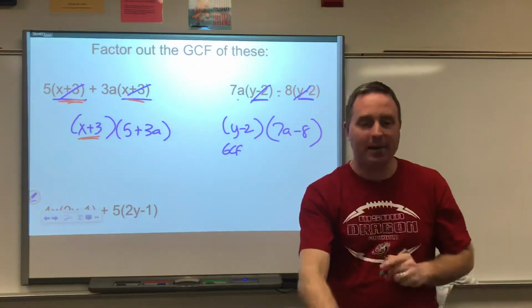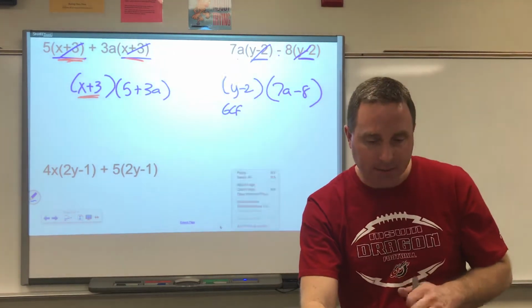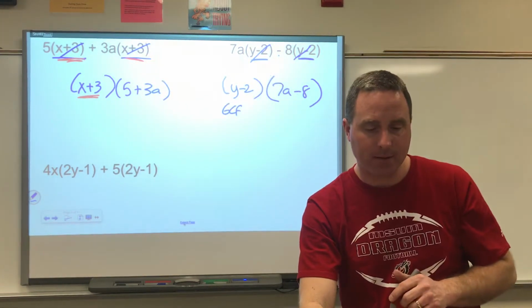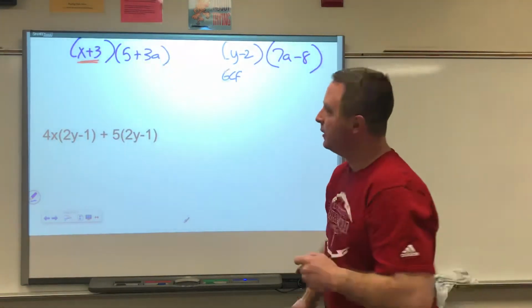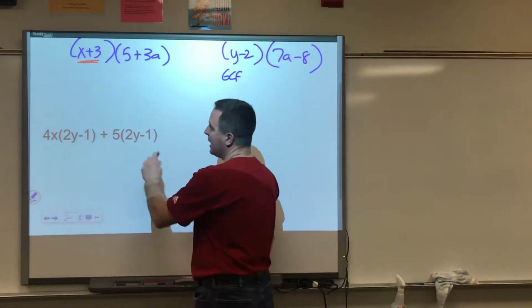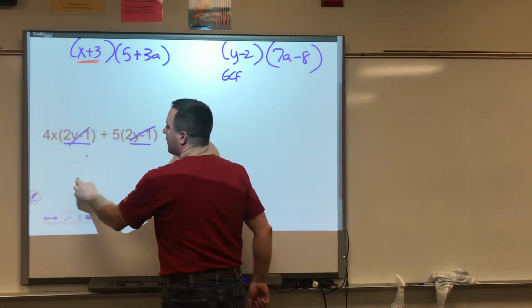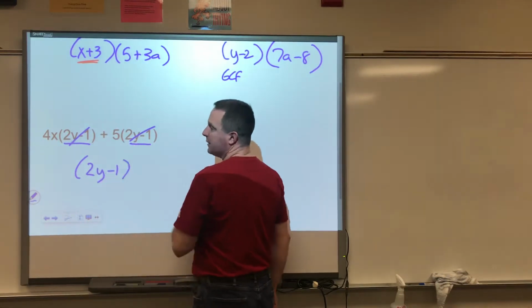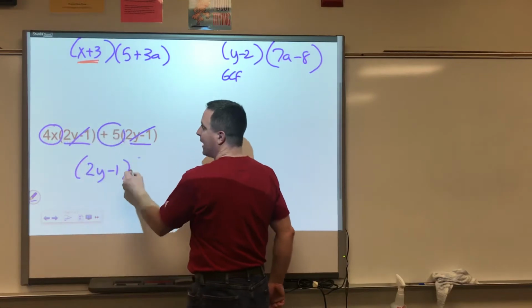And there's one more down here at the bottom. How about this one? If I can make it a little bit bigger here. Here we go. How about this guy? Leave those up there. What expression do these have in common? They have a 2y minus 1 in common. So I'm going to cross them off, and I'm going to factor it out in front. And by crossing it off, I can see that I have a 4x plus 5 left over.